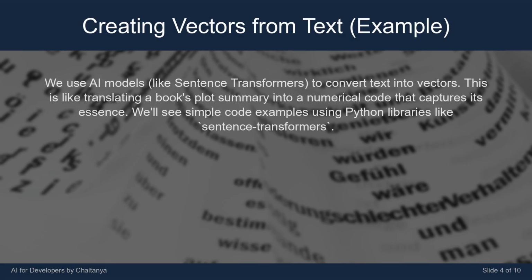We use AI models, like sentence transformers, to convert text into vectors. This is like translating a book's plot summary into a numerical code that captures its essence. We'll see simple code examples using Python libraries like sentence transformers.